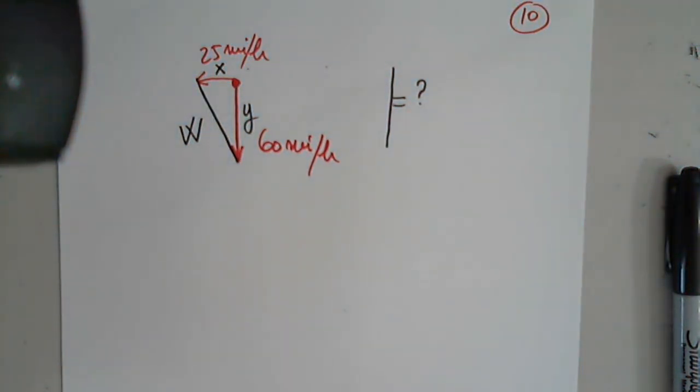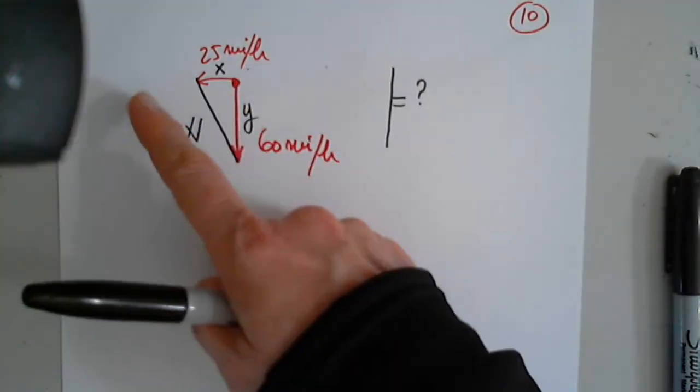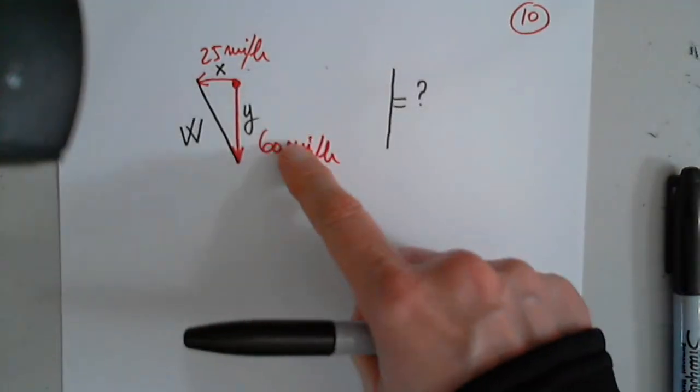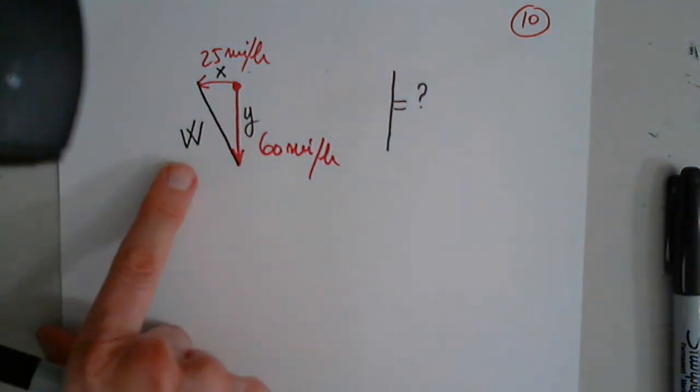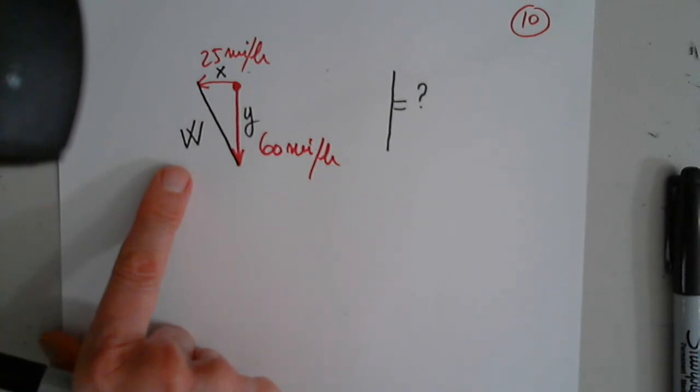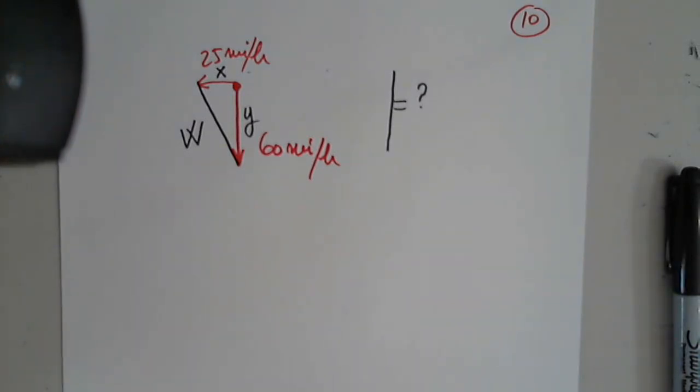So 2 cars start moving from the same point. One travels south, one travels west. This one at 60 miles per hour. This one is at 25 miles per hour. And we're asked to find, again, at what rate is the distance between the 2 cars increasing 2 hours later? dW over dt.